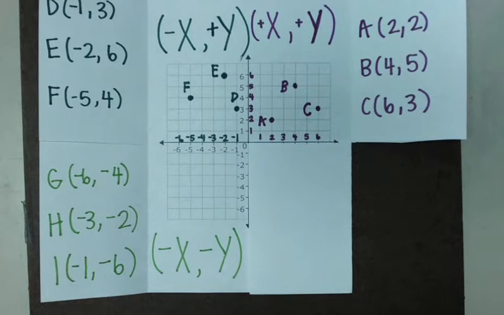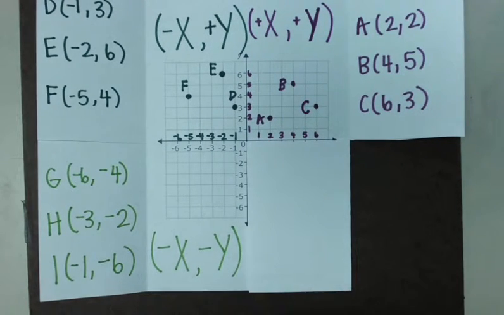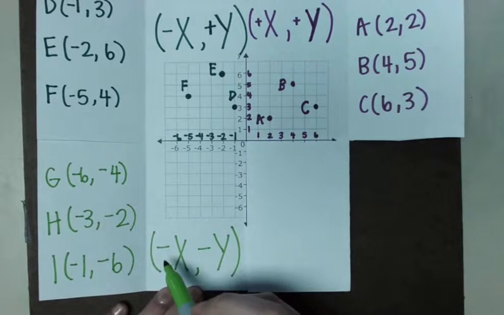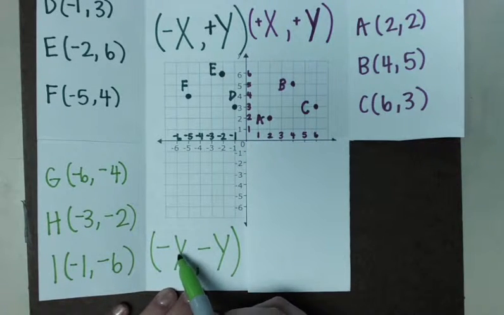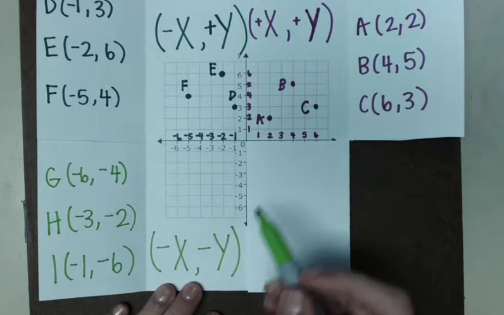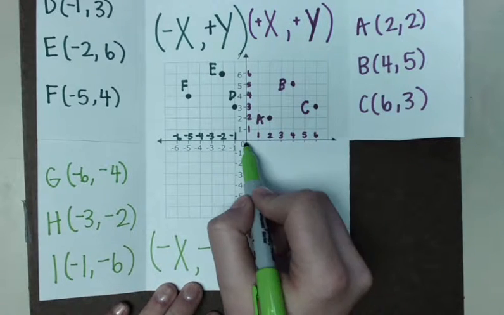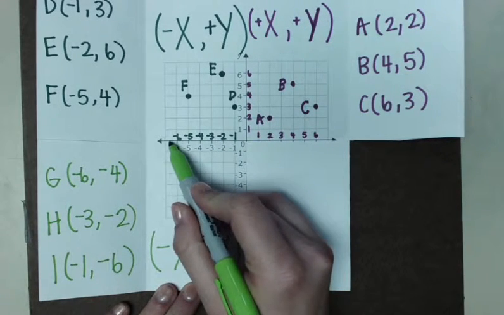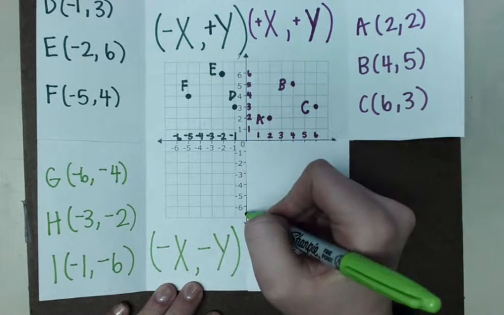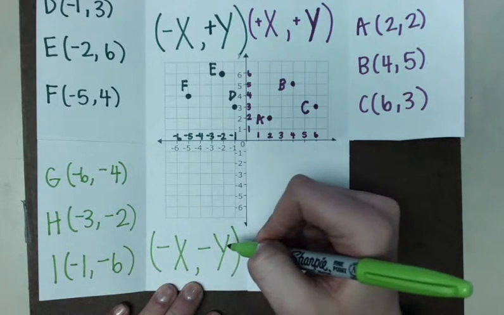Okay, so now we are in quadrant 3. Notice that we have two negatives now. Our x is negative and our y is negative. What that means is that when we are on our x-axis, we're going to go to the left side, which is negative, and we're going to go down the y-axis, which is negative as well.